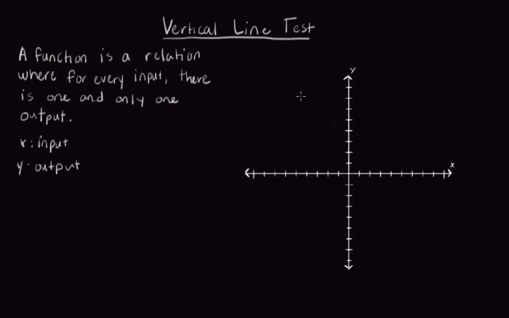So let's take an example. I'm going to use a circle. So a circle is a relation, but I don't know if it's a function or not. So I want to see, is there a place where one input has more than one output? Remember that the inputs are the x values and the outputs are the y values. So is there a place where one x value has more than one y value?